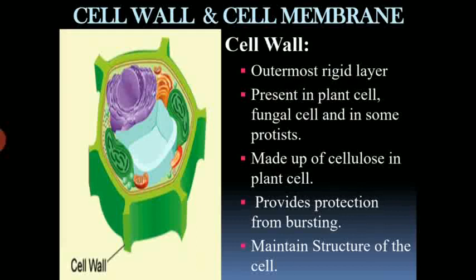Now, what does the cell wall do for plant? So cell wall provides structure to the cell. It maintains the structure of plant cell and it provides protection to the plant cell from bursting, because the plant cells consist of a lot of water in them, and because of that they become turgid and it may happen that they will burst. But who protects them from bursting? It is the cell wall which protects plant cells from bursting.